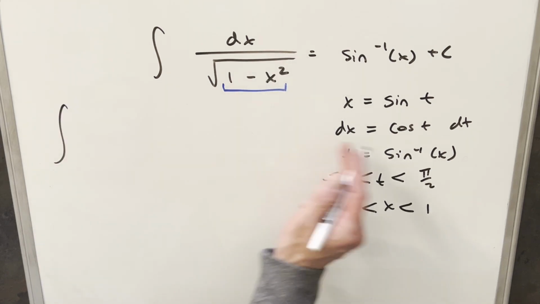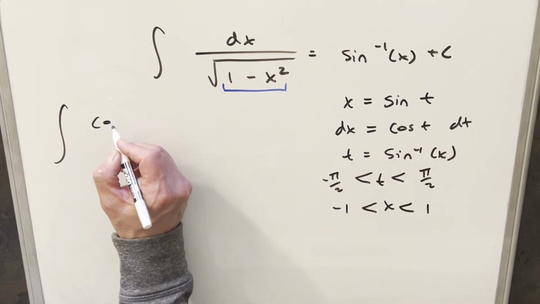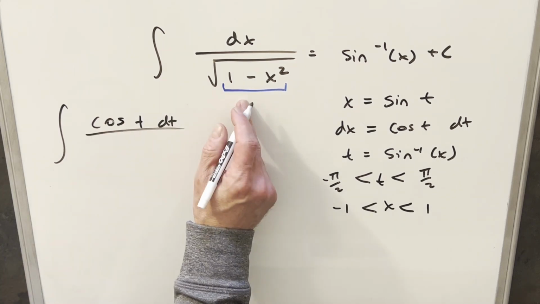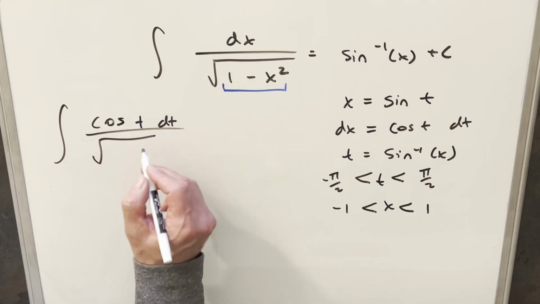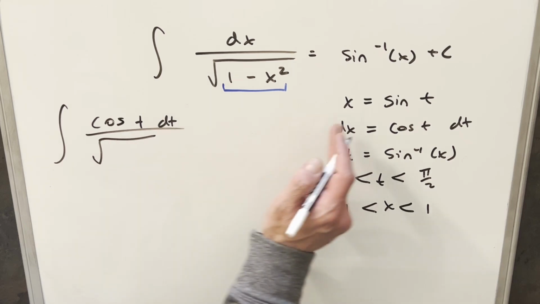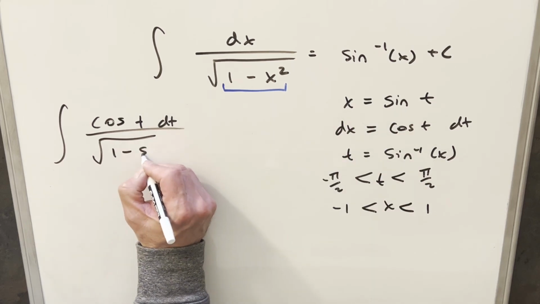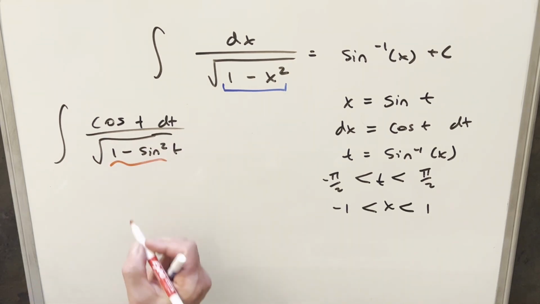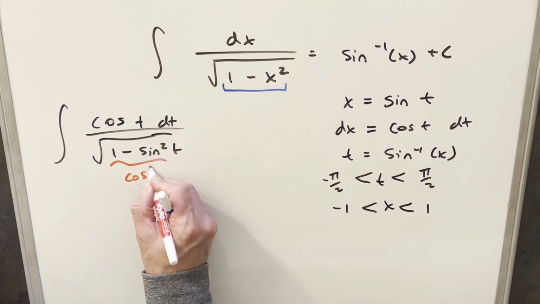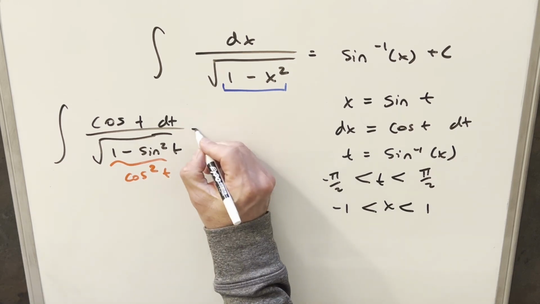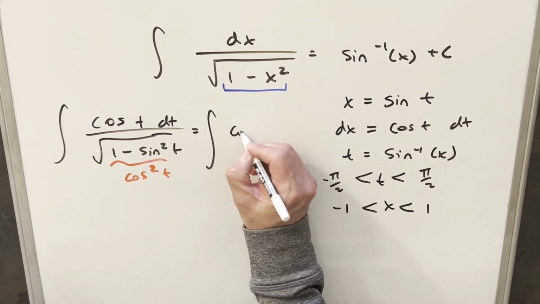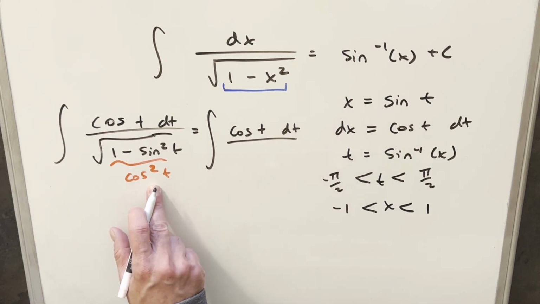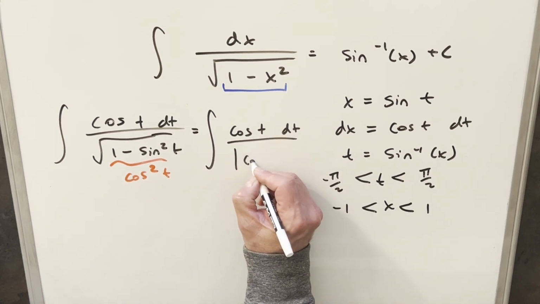So for our dx value, we'll just have this over here. So this is going to become cosine t dt. And then here in the denominator, we'll have the square root of 1 minus x squared. So that's going to become x is sine t. So this is going to be 1 minus sine squared t. But on this here, we'll just use the identity that this is the same thing as cosine squared t. So then doing the rewrite on this, we'll have cosine t in the numerator.